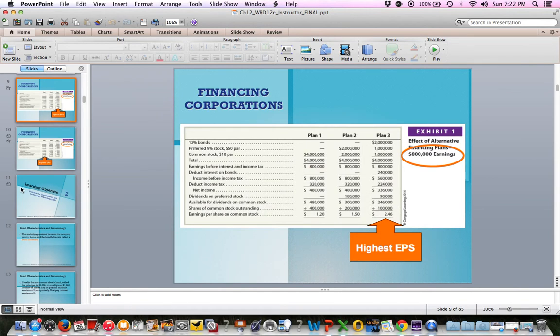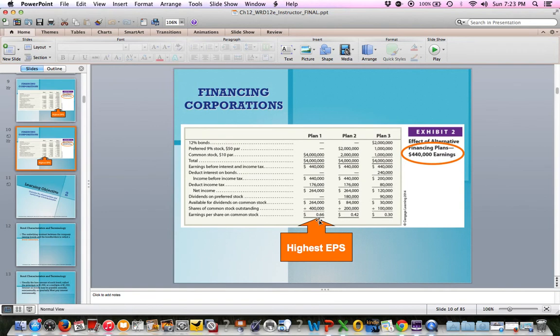So the three plans, you can see here how they impact earnings per share. Plan 1 was for sure going to be the lowest, because if we have more shares of stock outstanding, earnings per share has to go down. Same with Plan 2, because of the number of shares of stock we're issuing, earnings per share will go down. Plan 3 would be the highest EPS because now we're using debt to raise half of that $4 million.